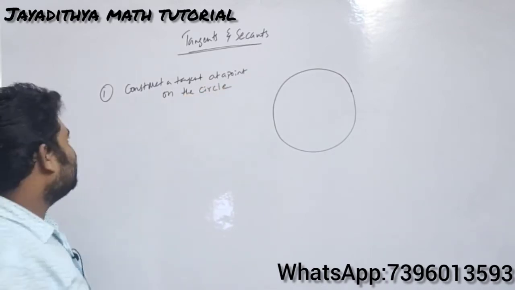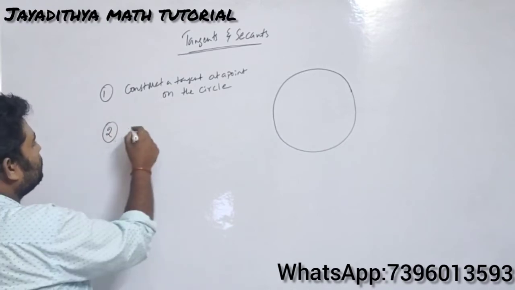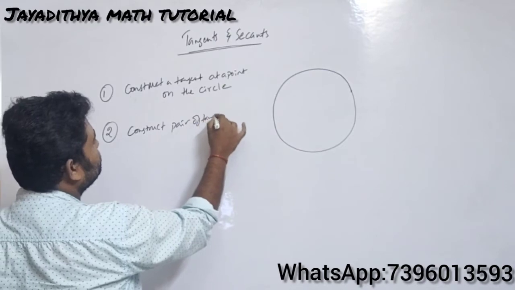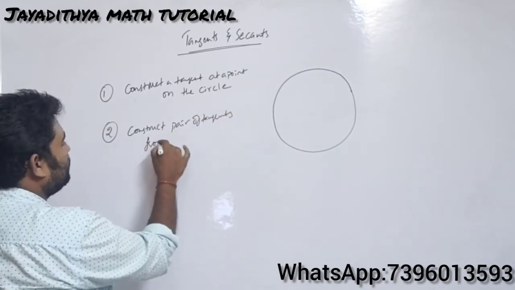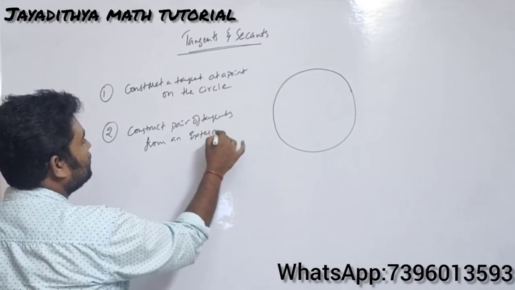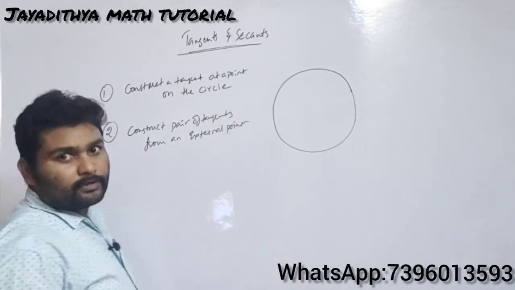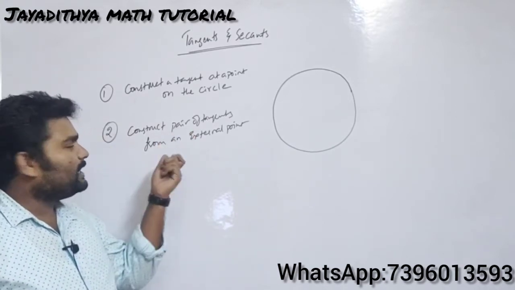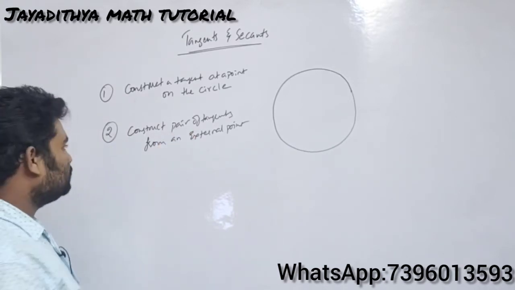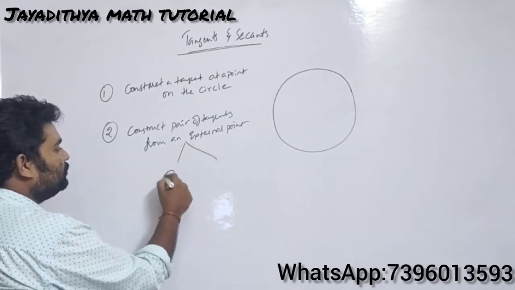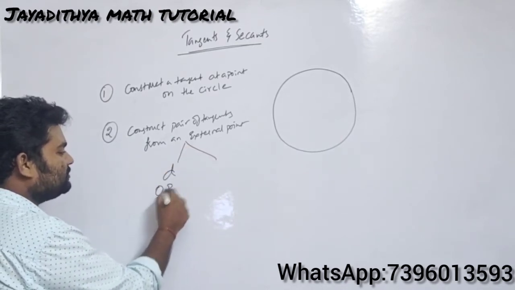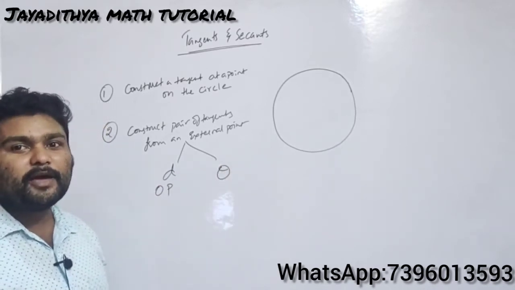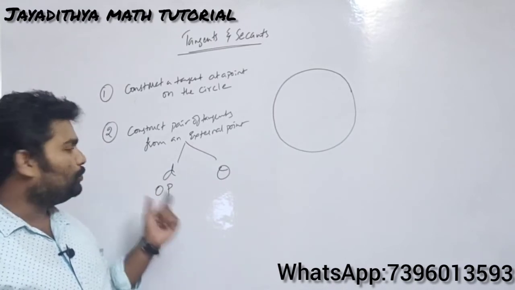On the circle is one question. And you will be having to construct a pair of tangents from an external point. Okay, now this is one more question. In this part, construct pair of tangents from an external point, you have two different kinds of questions here also. One is the distance between the center and the external point, and the other one is you will be given an angle of inclination between the tangents. So you should know both.